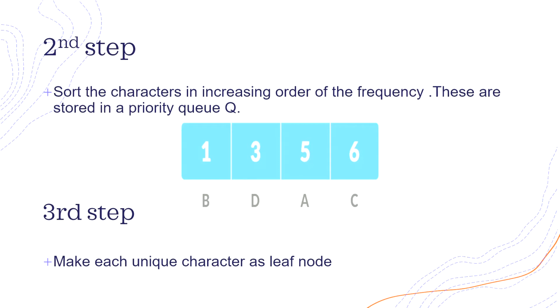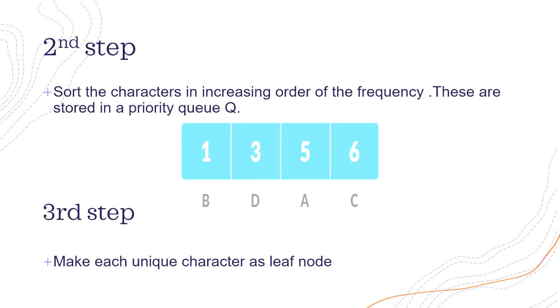These are stored in a priority queue. I'm not going to explain what a priority queue is; just understand that it is a form of queue. So this string will be stored in the priority queue. If you see here, we have B, D, A, C, which is increasing order in the form of frequency.